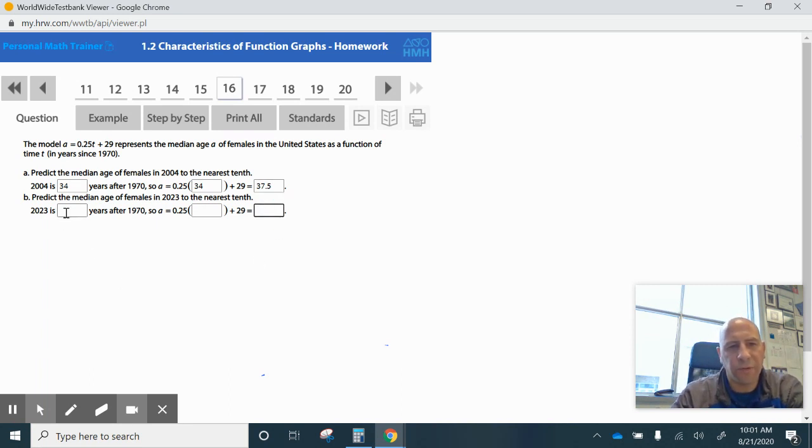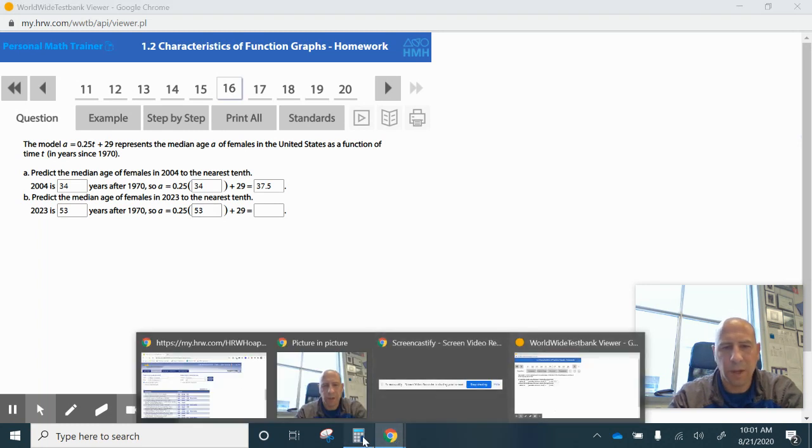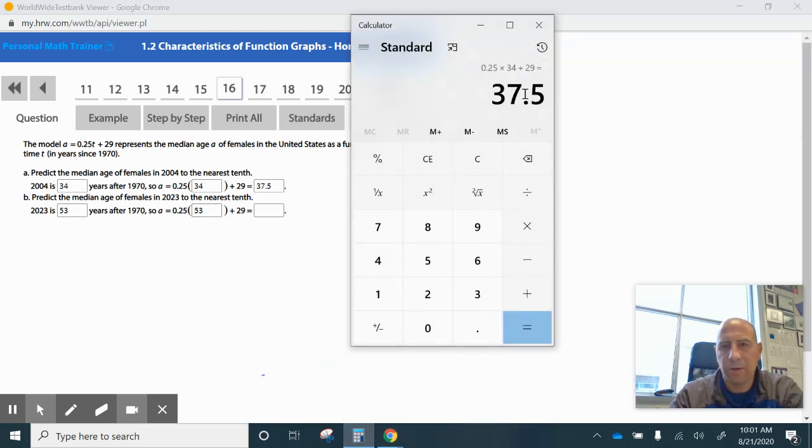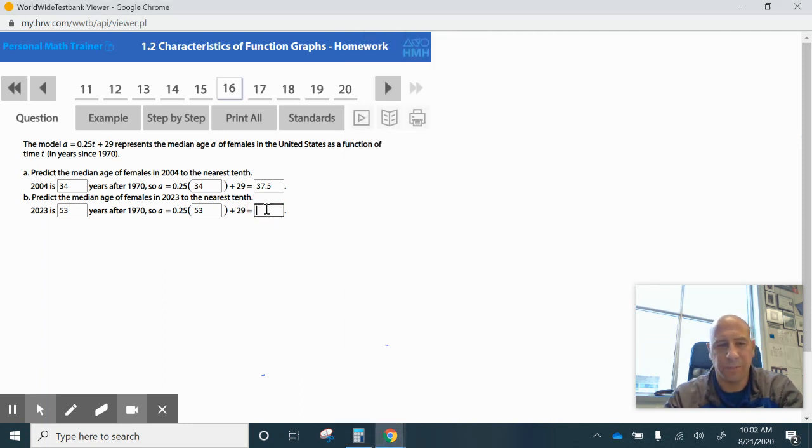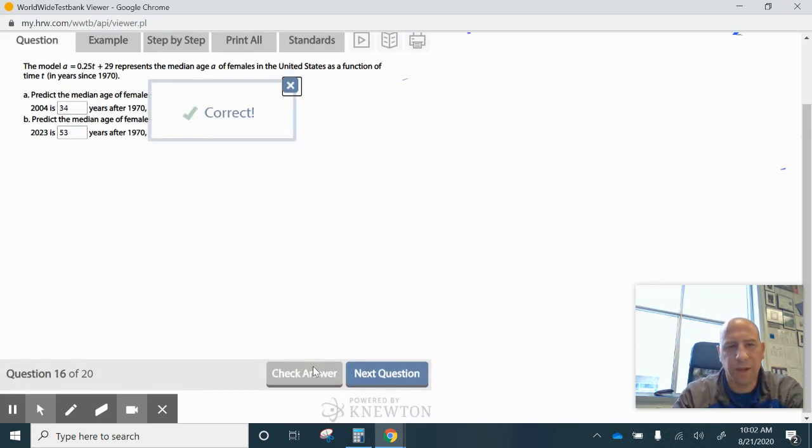Now, 2023 is, well, if you add 30 plus 23, that's 53 years after 1970. So 0.25 times 53. Let me clear this. Find the clear button. So then that's 0.25 times 53 plus 29 equals 42.25. And you round to the nearest tenth, so the 5 rounds up, so 42.3. And let's check answer. That's correct.